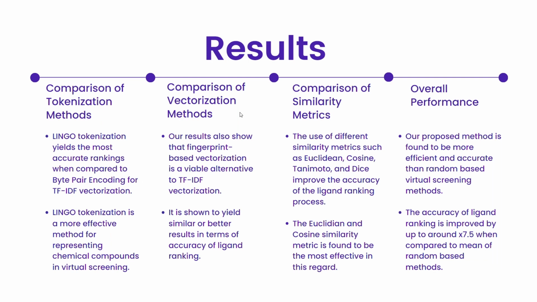Among the chemical rankings using TF-IDF vectorization methods, choosing LINGO instead of byte pair encoding as tokenization method performed better. Fingerprint-based chemical rankings performed better than the others, and all of them performed better than random rankings. And among fingerprint-based chemical rankings, Cosine and Euclidean similarity-based ones performed better.